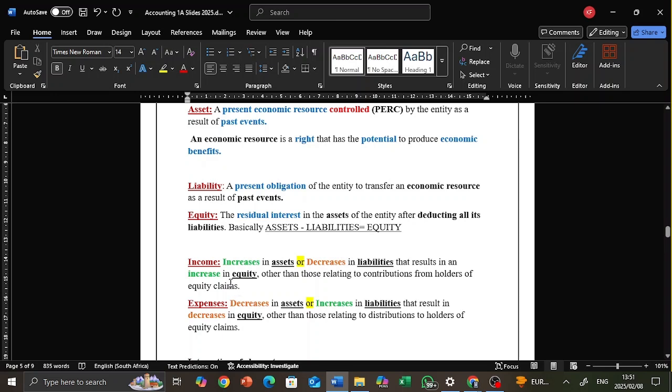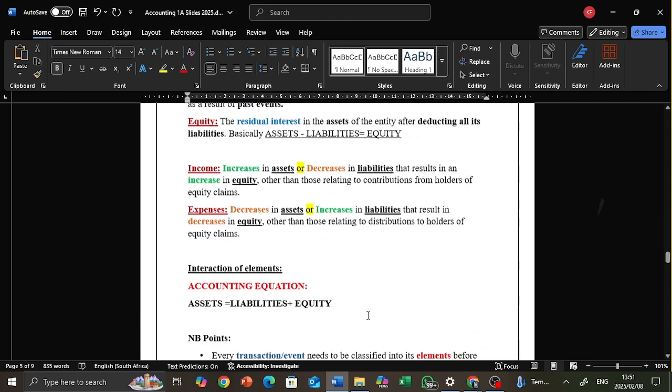Expenses, same as income, but the opposite. There's a decrease in our assets or there's an increase in our liabilities that results in decreases in equity. Okay. Other than those relating to distributions to holders of equity claims.